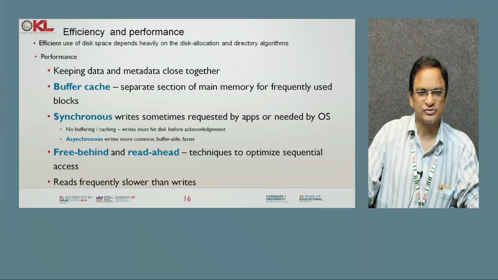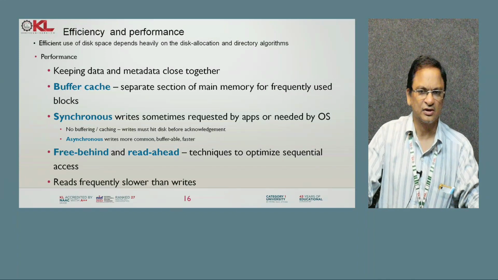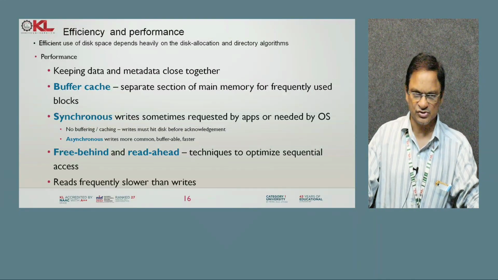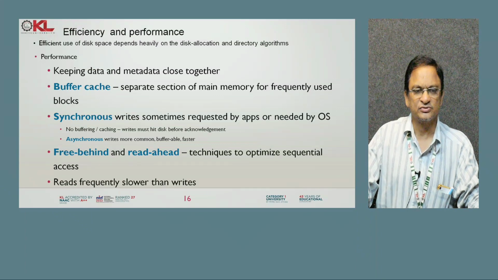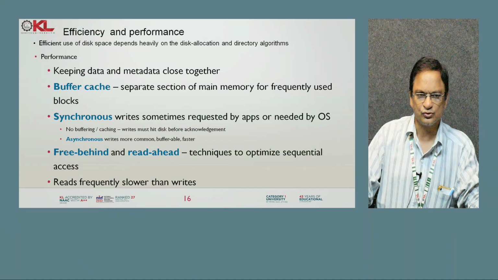Next one is the efficiency and performance. The efficient use of disk space depends heavily on the disk allocation and the directory algorithms, and performance can be improved by keeping the data and the metadata closer, and by the buffer cache and synchronous writes. Free-behind and read-ahead accesses are very much useful to improve the performance of a particular file system. And reads of frequently used files or data will be slower than the writes in any particular operation.